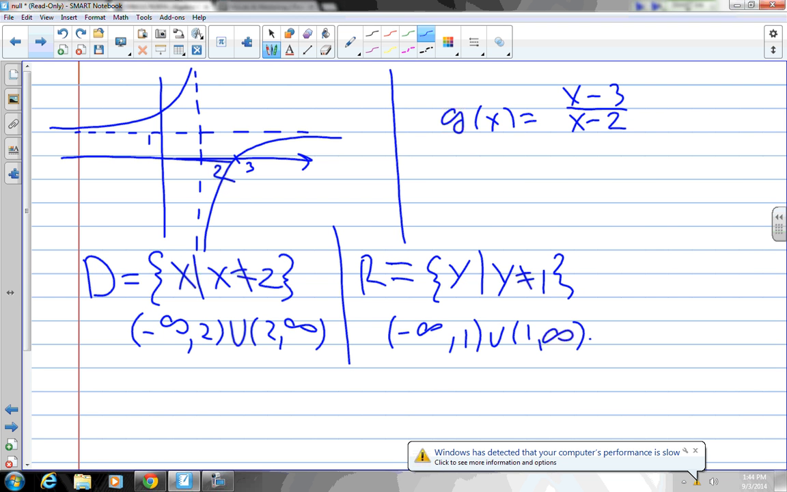But if I ask you what is the range of this function, without seeing the graph, it's hard to say that it's everything but 1. So that's, again, driving the point. You can always find the domain. The range, you will need a graph.